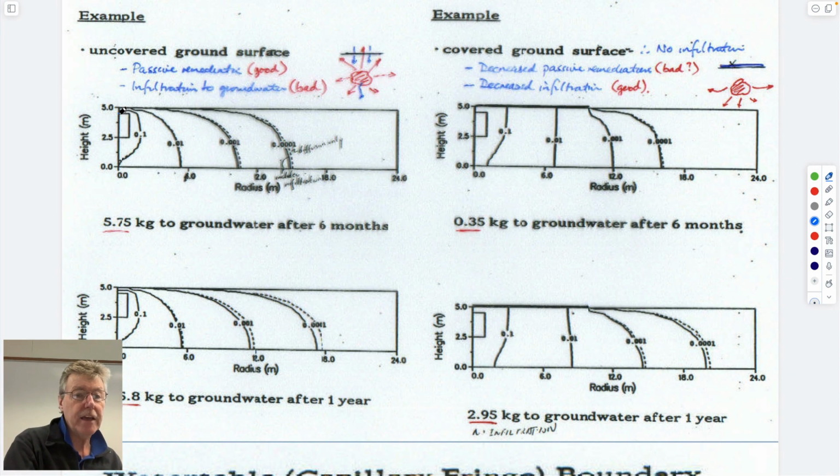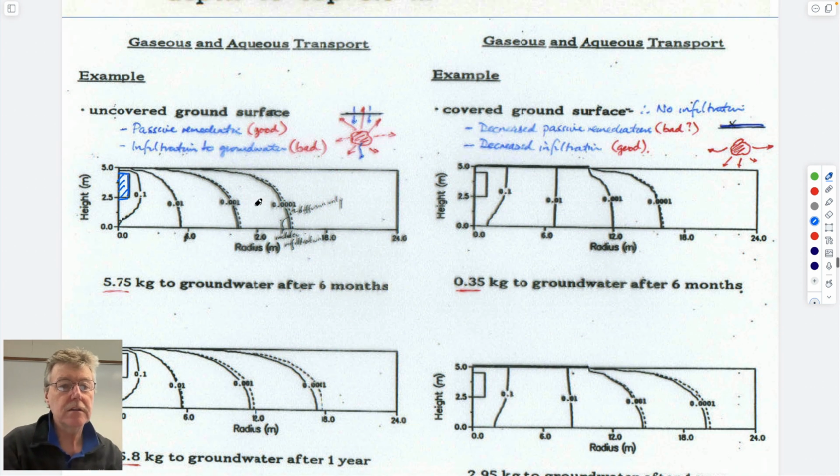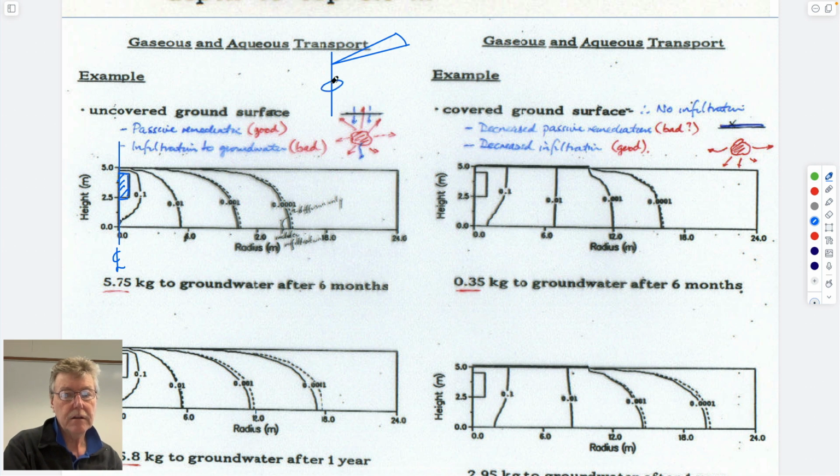So this is the little package of stuff that's put below ground. This is kind of axisymmetric symmetry. So this is a center line. So if you look at this in what it looks like in plan view, this is like a slice of cake. This is the center line. This is the packet of stuff that's in the ground.